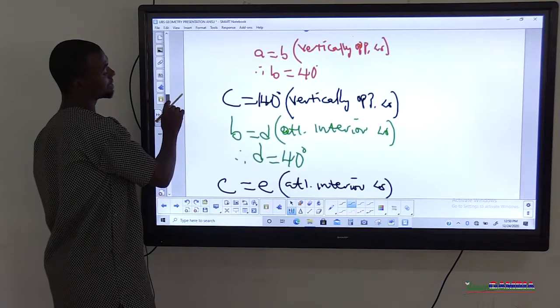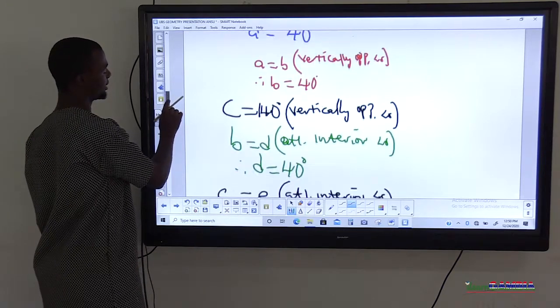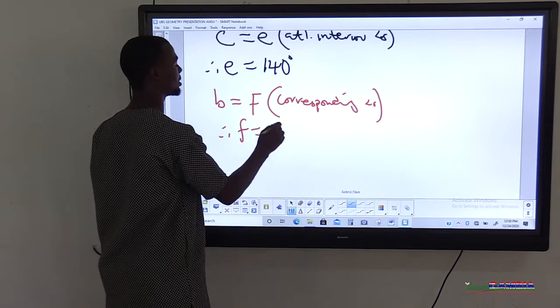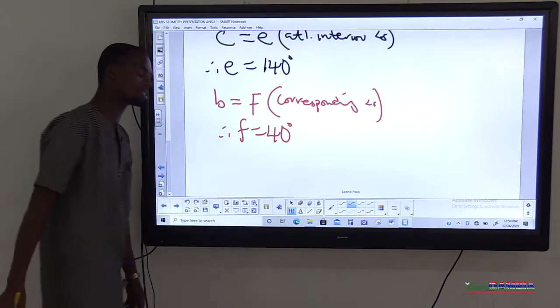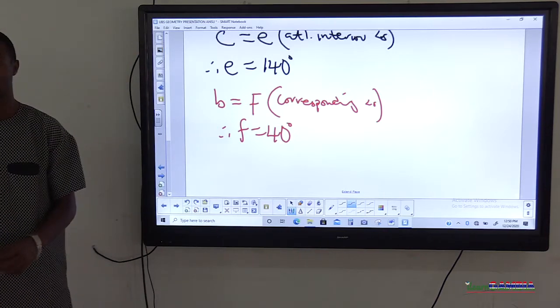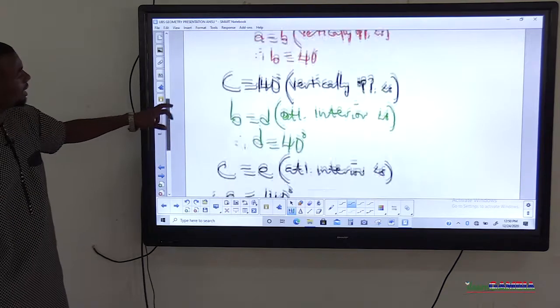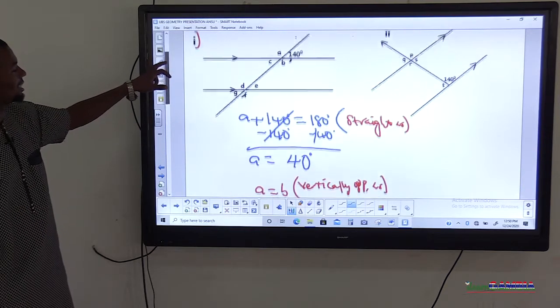So B is 40 degrees. So therefore F is also equal to 40 degrees. What else do we have? G.